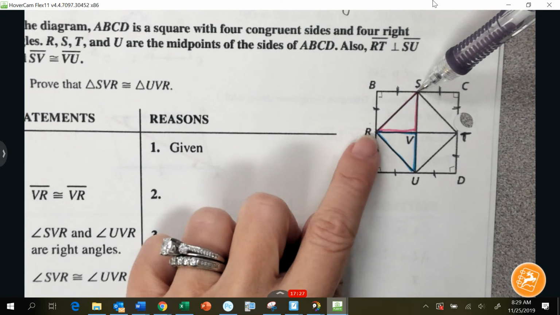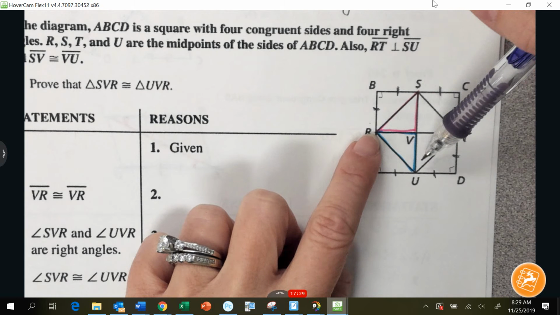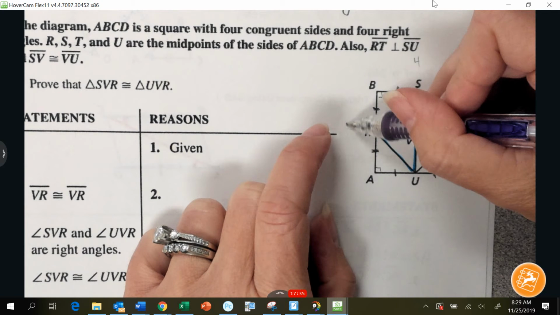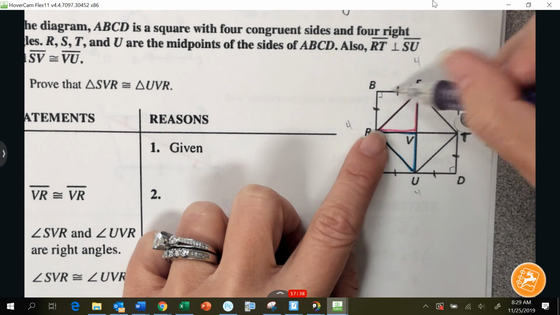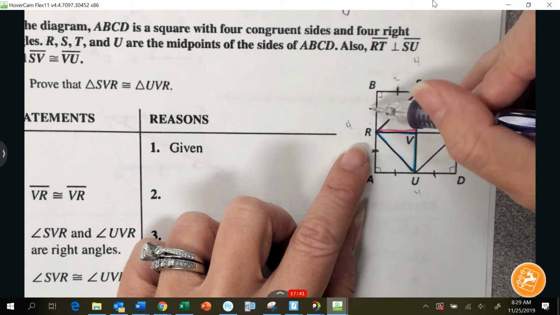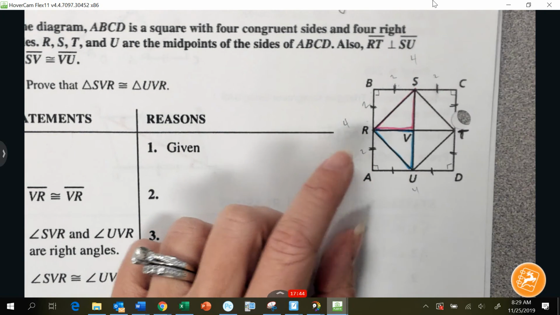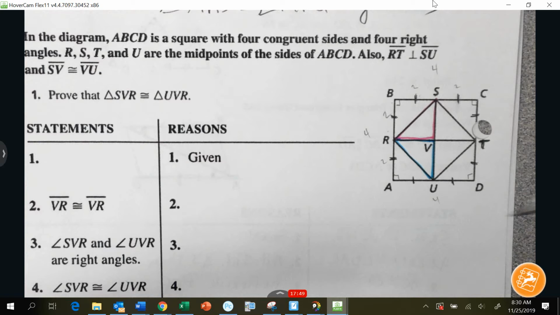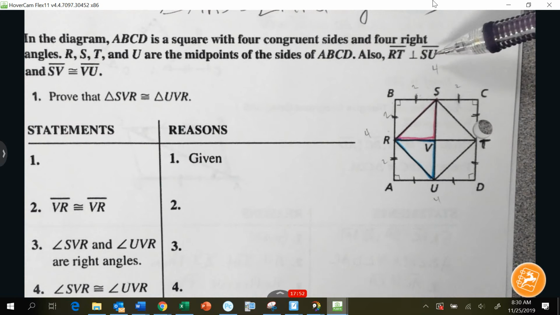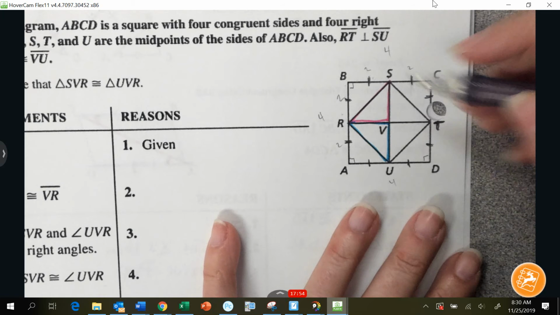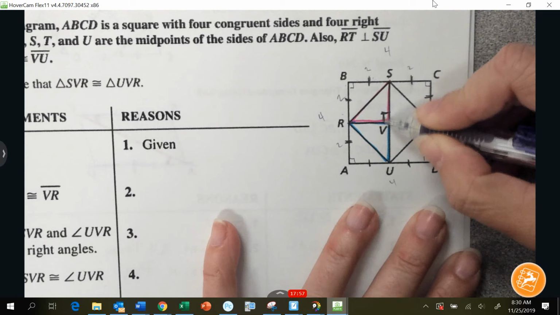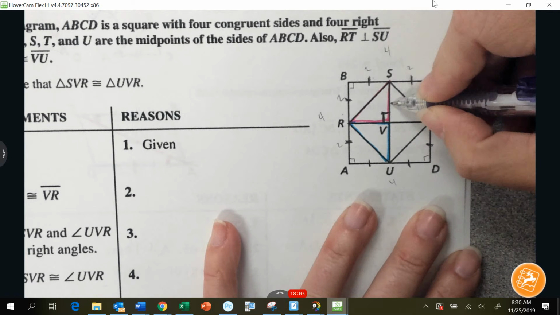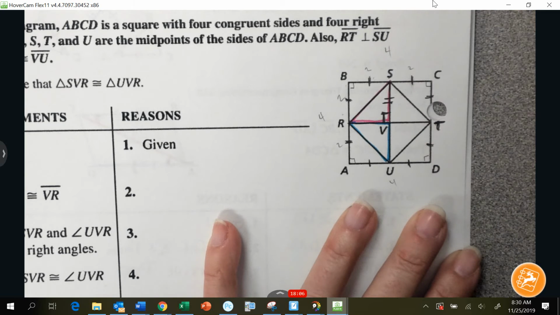So when I find the midpoint of any side, it's going to equal the same amount, right? Like if all sides were 4, then what would this little side be? 2, and what would this little side be? 2, and this would be 2, and this one would be 2, right? Because this is a square. So I'm just using the information that they gave me and what I know about squares and what I know about midpoints. What else? So RT is perpendicular to SU. So RT and SU are perpendicular. And SV is congruent to VU.